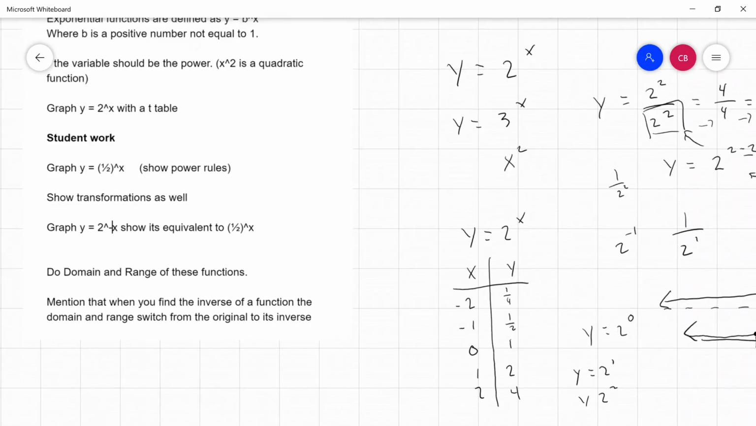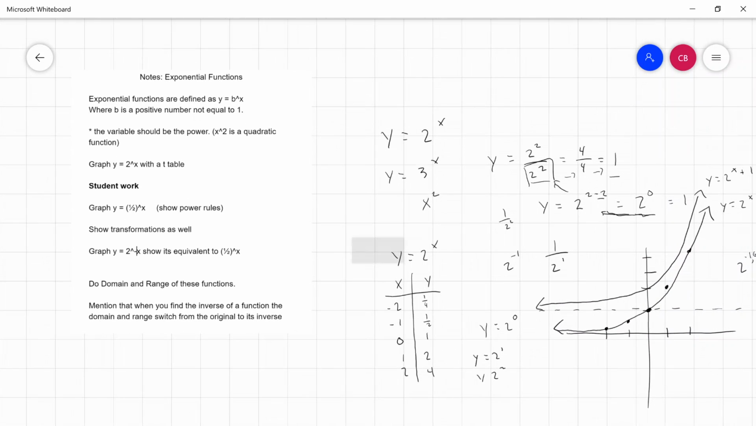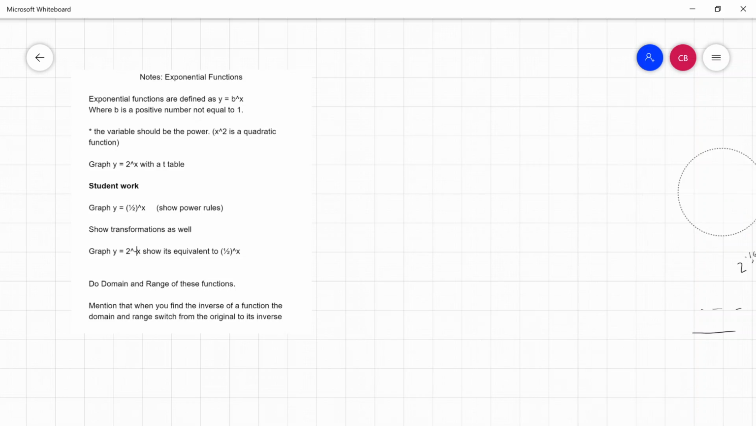Let's see, what else do we have? I would have you guys graph these if we were in class, but obviously we're not. Let's do y equals (1/2)^x. So if I do another t-table, x, y, -2, -1, 0, 1, and 2.